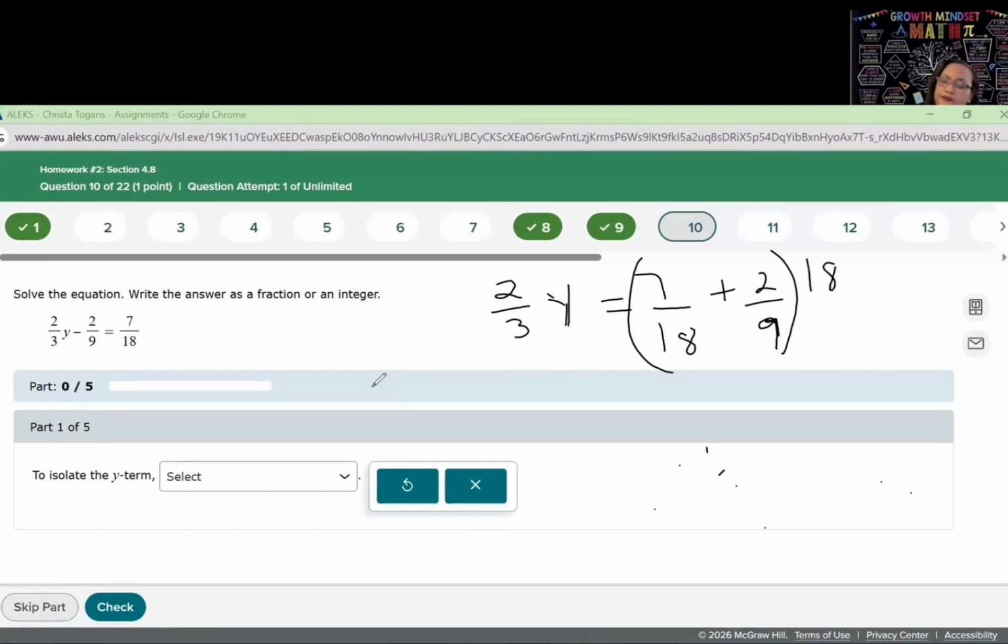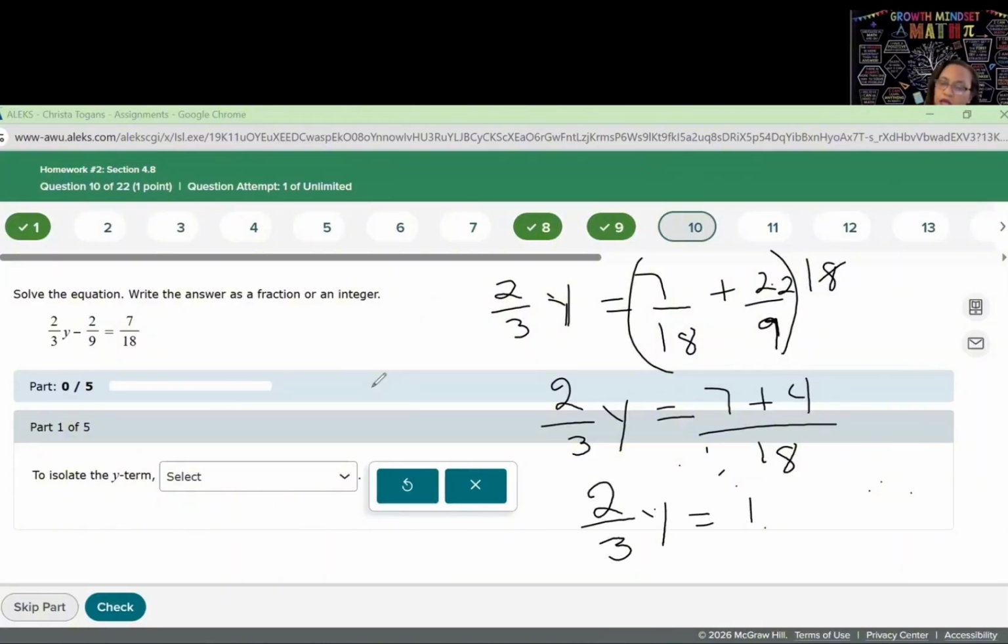So I'm going to have 18 divided by 9, which is 2. So I can cancel that out, right? And then I have 2/3 y equals 7 plus 4/18. And then I'm going to have 2/3 y equals 11/18. And then I'm just going to multiply by the reciprocal. And because I'm running out of room, I'm just going to directly go there. This will be a 6. So it'll be 11/12.